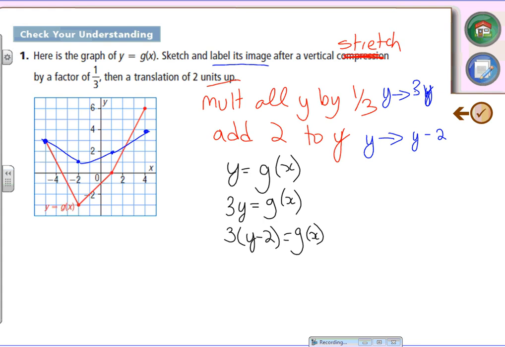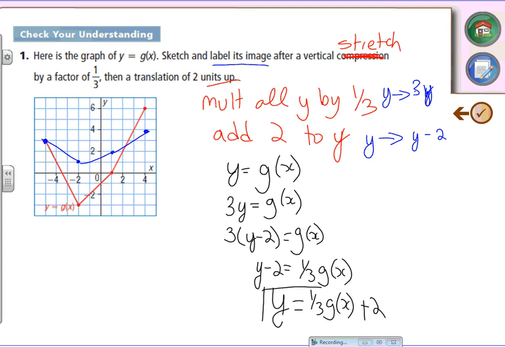So that's where it's sitting. Everything's on the correct side. Now we're going to start taking everything over to the other side to isolate the y. So y minus 2 equals 1/3 g at x. Add the 2 over. Y equals 1/3 g at x plus 2. There's your final answer. And just label that with your graph, which is y equals 1/3 g at x plus 2.